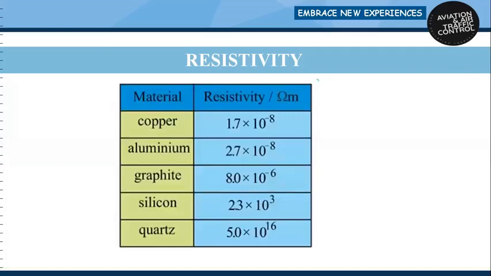The resistivity of a metal such as copper is minimum, 1.7 multiplied by 10 raised to the power minus 8 ohm meter. For a semiconductor such as silicon, it is high, 2.3 into 10 raised to the power 3 ohm meter, and for insulators it is the highest, like quartz, 5 into 10 raised to the power 16 ohm meter.